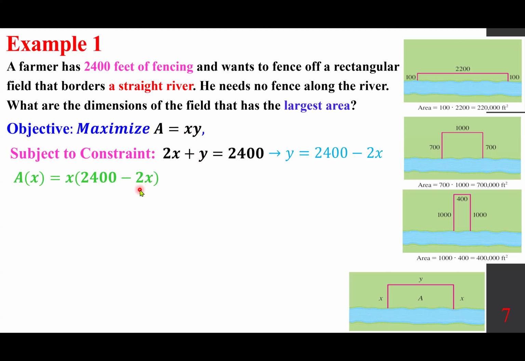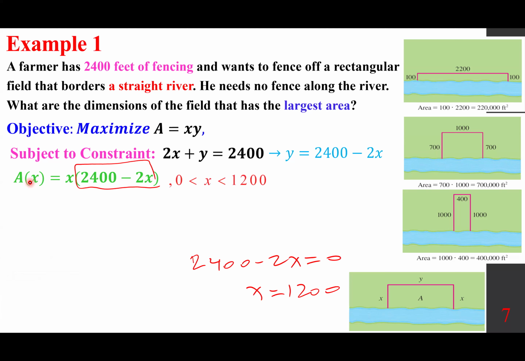Now, we need to find our domain. Remember, x represents a dimension, so it must be positive. Also, if you set this one equal to 0, x becomes 1200. So if you choose x to be larger than 1200, this becomes negative. Negative times positive, and area cannot be negative. So your restricted domain is x between 0 and 1200. y is larger than 0, a dimension. y less than 1200 because otherwise it makes it negative.